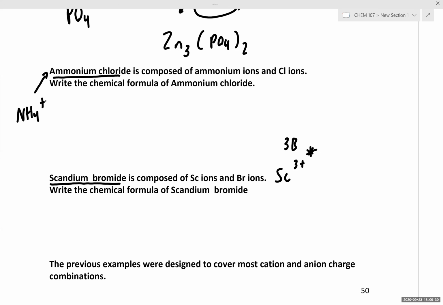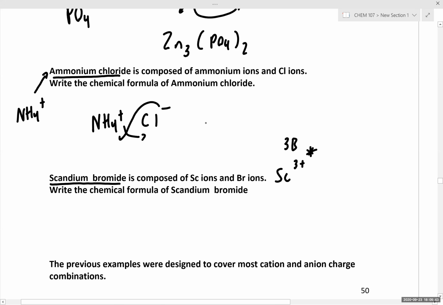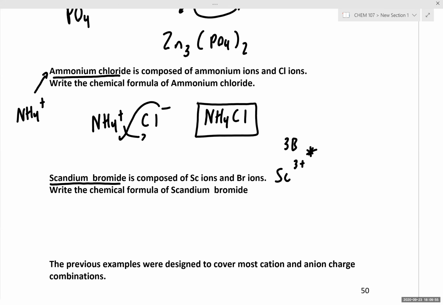Okay, so let's discuss ammonium chloride. We draw out ammonium, which is NH4+. Chloride is Cl-. We cross our charges. We get a 1-to-1 ratio, which gives us the formula NH4Cl. Does this example make sense to everyone so far? Any questions so far?